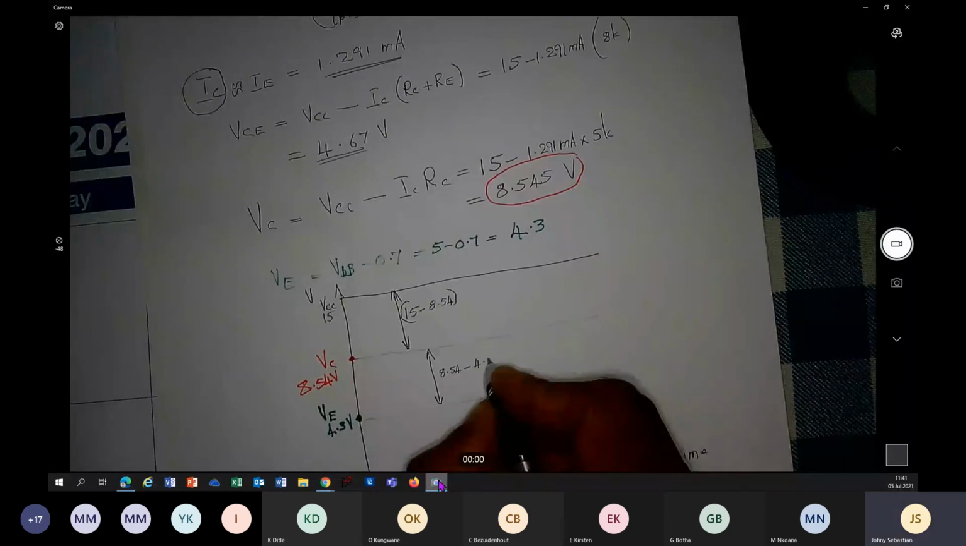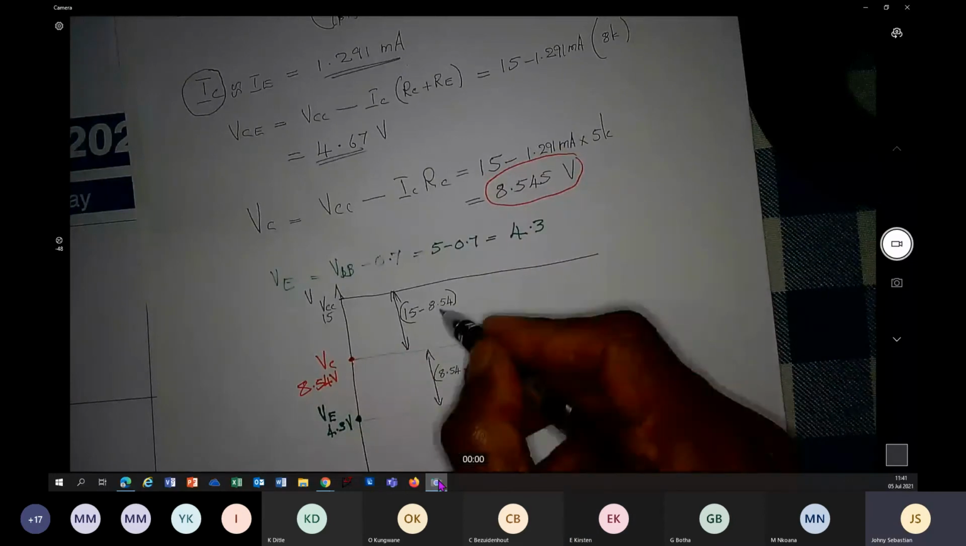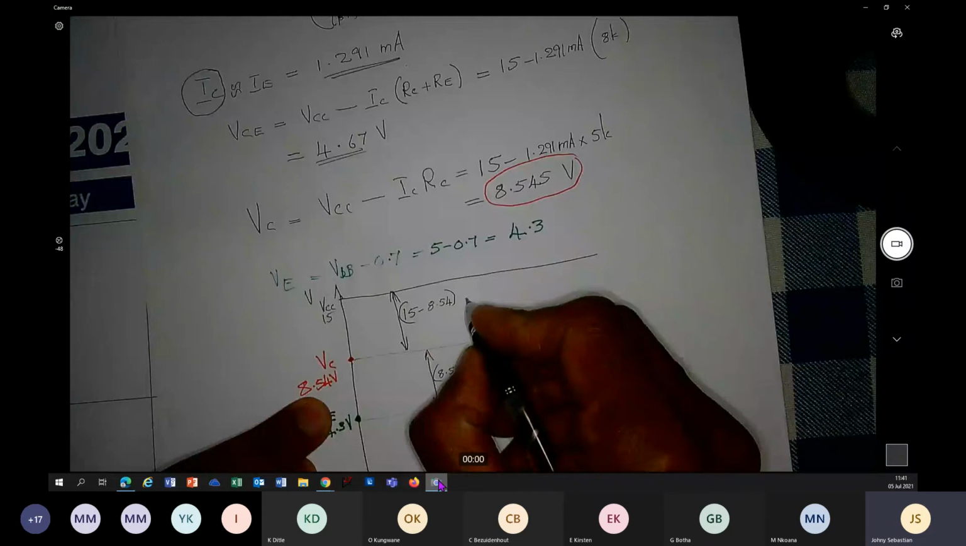Do you understand this much? Yes, thank you, sir. Or in other words, in this case, 15 minus 8.54. This is like 6.5 volt.